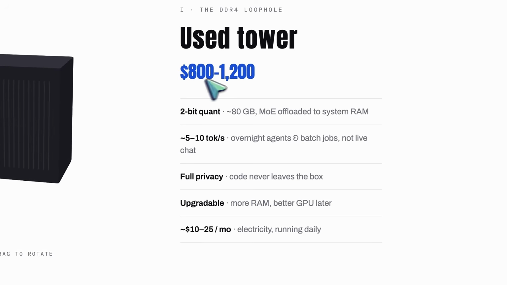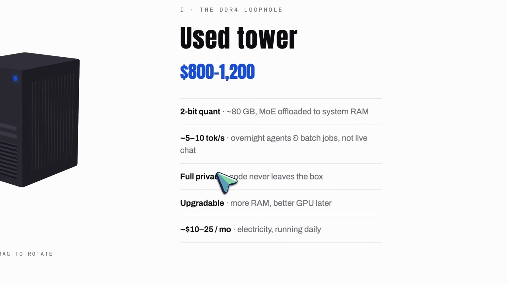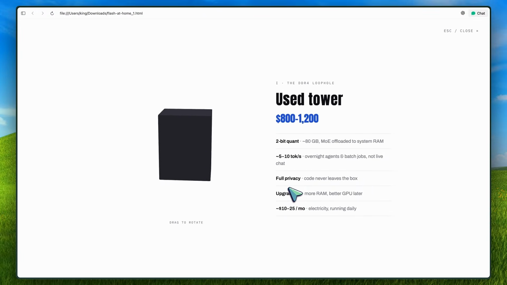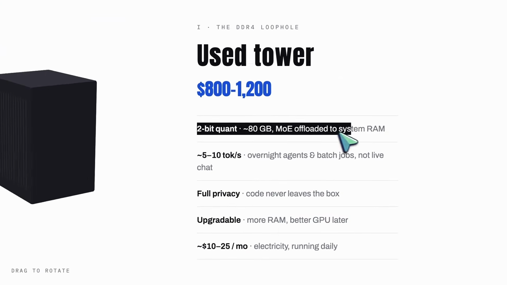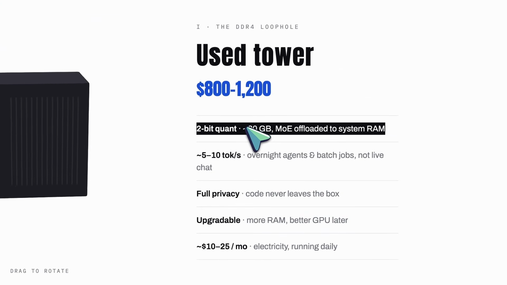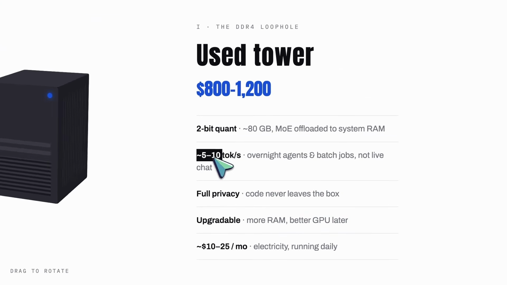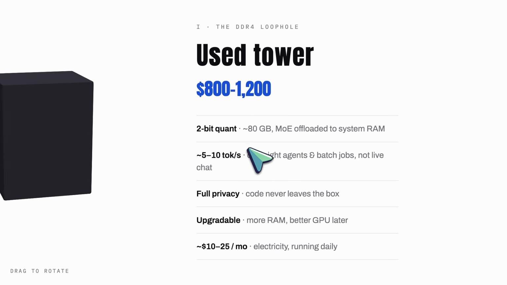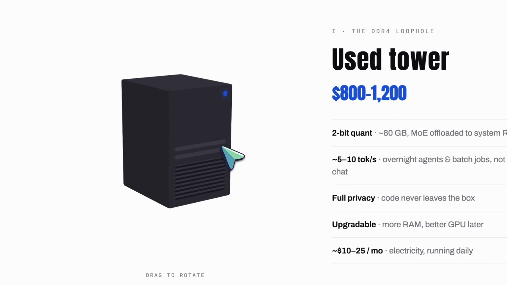Add a cheap used RTX 3060 with 12 gigs for around $200 to handle the shared layers and prompt processing. Run the 2-bit quant with MOE offloading, and you're in the game for around $1,000. Expect maybe 5 to 10 tokens per second. It's not fast, but it's a 320 billion parameter model running in your house for $1,000, which is kind of crazy if you think about it.